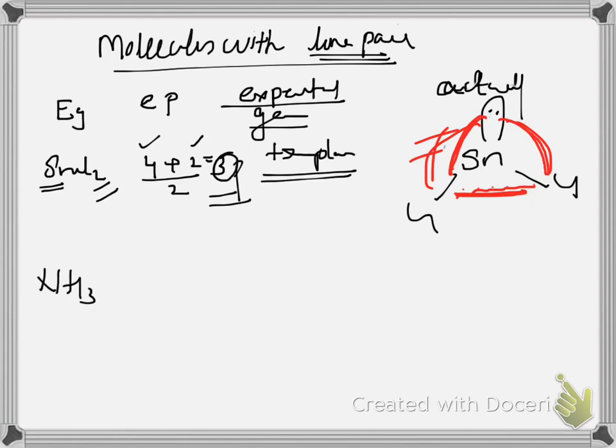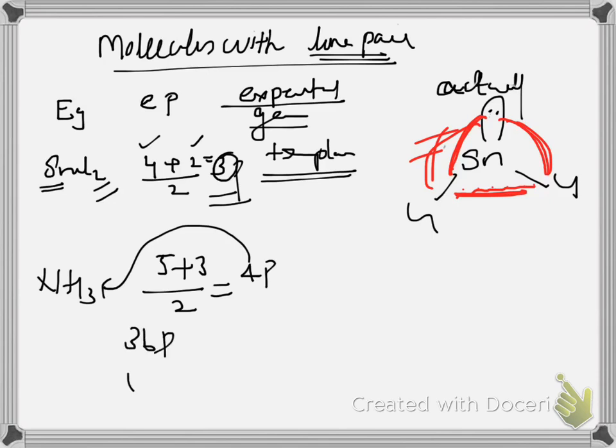the central atom is nitrogen having 5 valence electrons, and this nitrogen gets 3 more electrons from hydrogen, and totally how many pairs? To count the pairs, we have to divide the electrons by 2. Totally we will get 4 pairs. But 4 pairs are there, and only 3 atoms are bonding with the nitrogen. So we have 3 bond pairs and 1 lone pair.